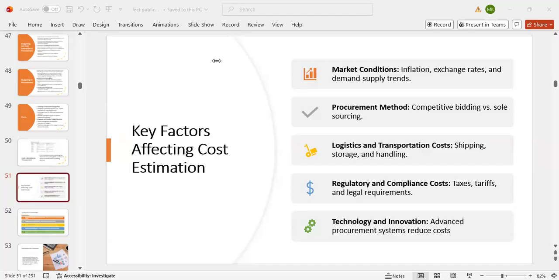The next one is yours. Okay, sir. Competitive bidding versus sole source. When we are doing competitive bidding, this can affect the price to go down because many companies are bidding, so it could help drive the price down. And when we are doing sole source and it's just one company we are negotiating with, it might be difficult to get a lower price because we are dealing with one supplier. Great.